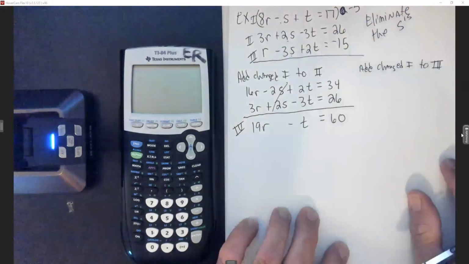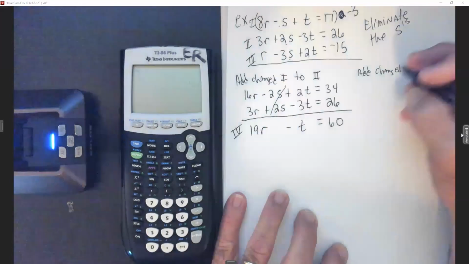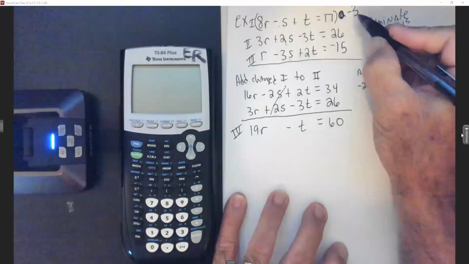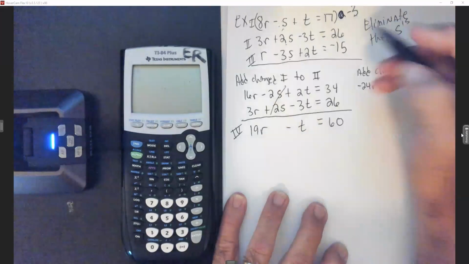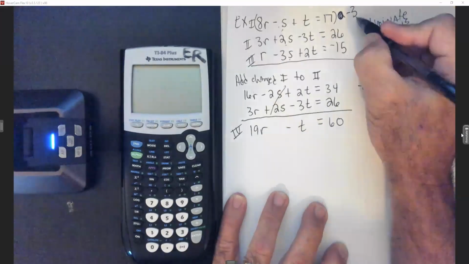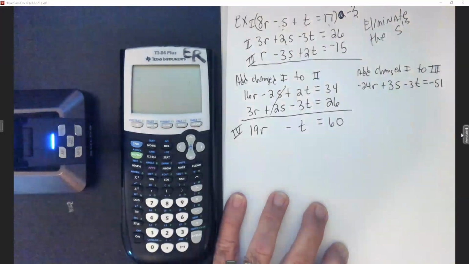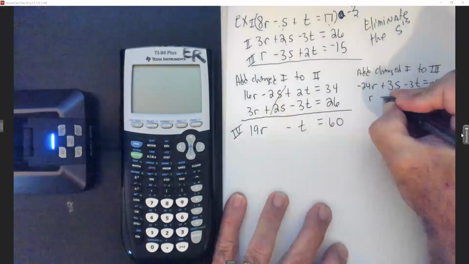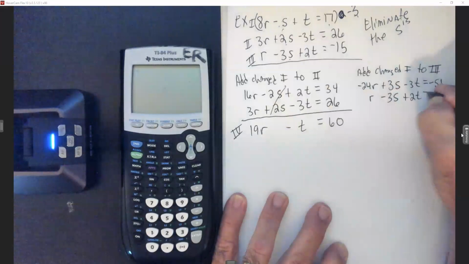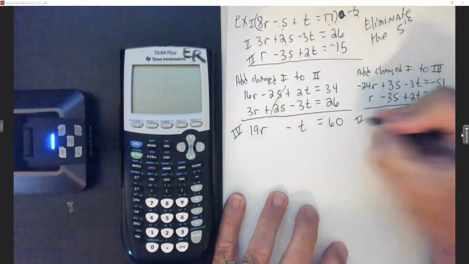So if I multiply that by the negative 3, negative 3 times 8 is negative 24r. Negative 3 times negative s is a positive 3s. Negative 3 times t is a negative 3t. Negative 3 times 17 is a negative 51. Now bring in row 3, which was r minus 3s plus 2t equals negative 15. When we're done, that'll be row 5.